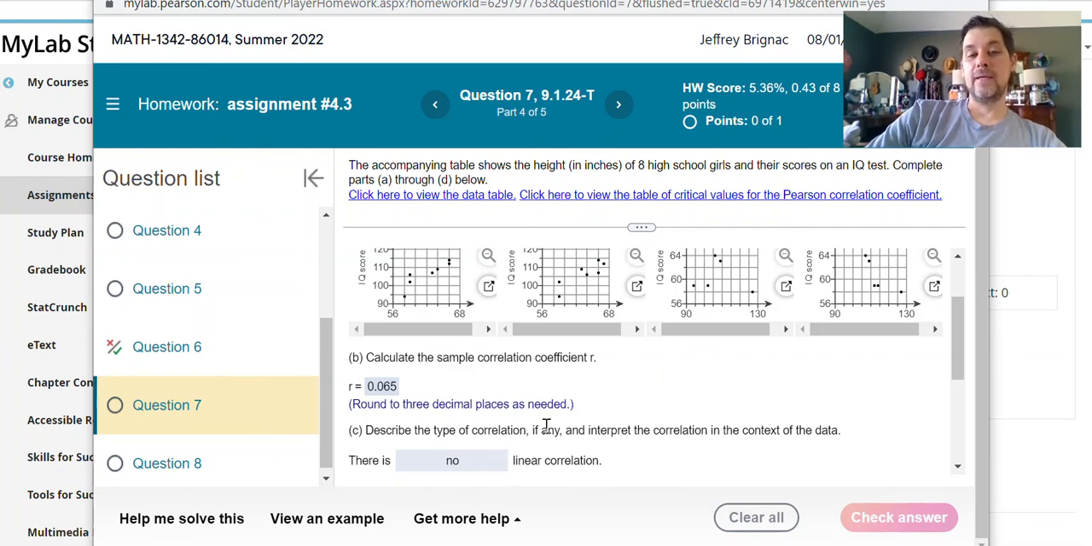Okay, anyway, so that's what we're going to say about scatter plots and linear correlation. Let me know if you have any questions.